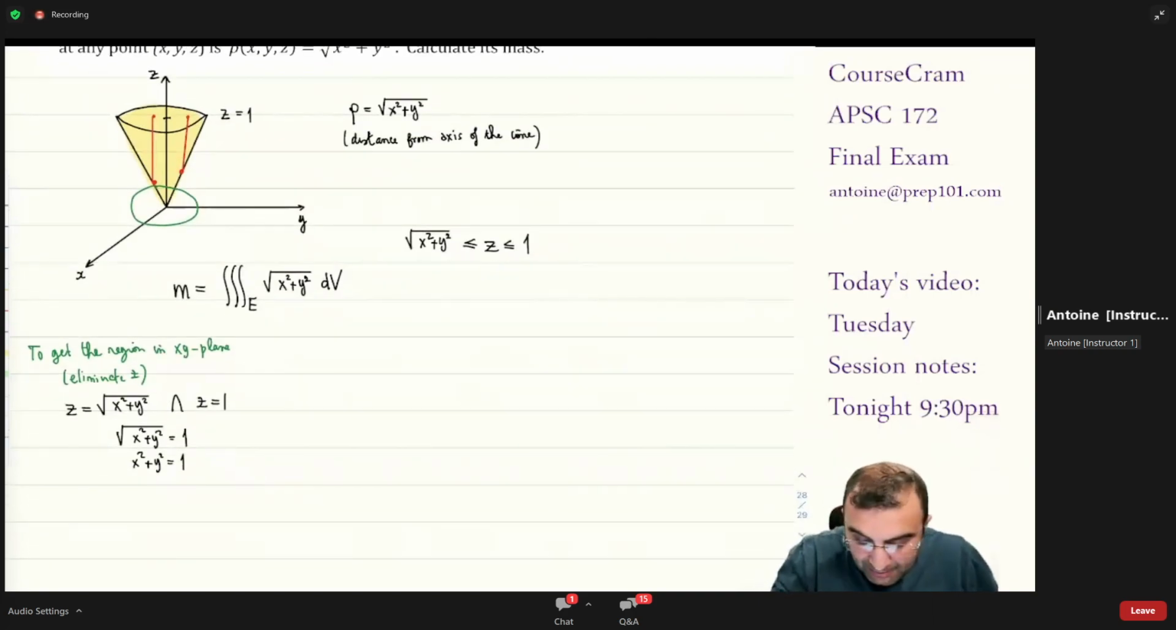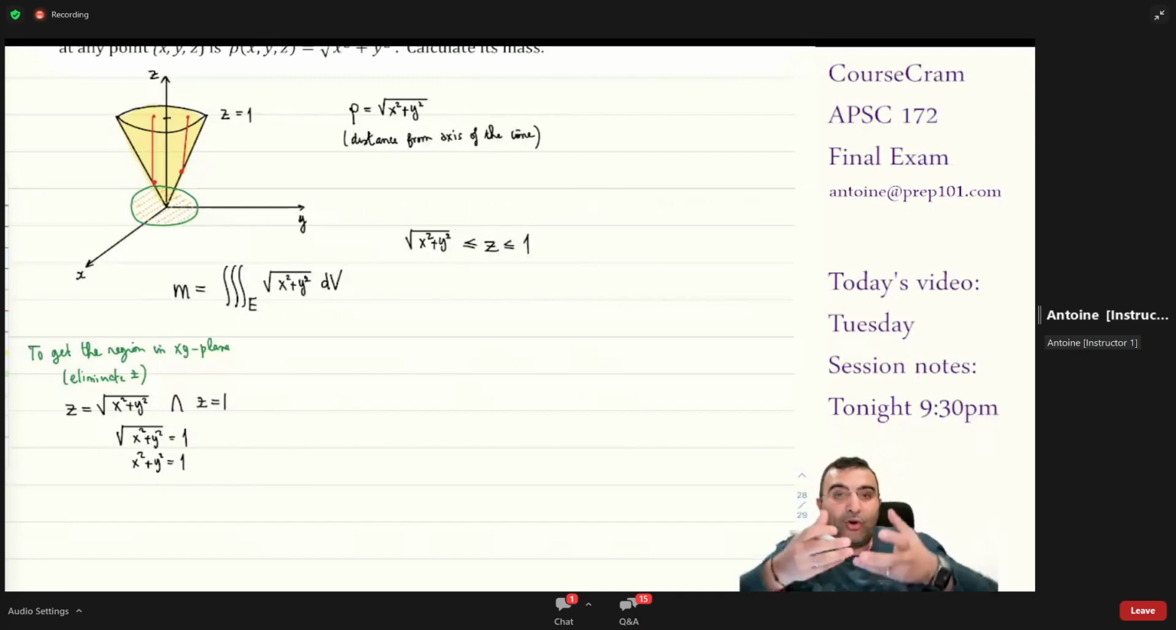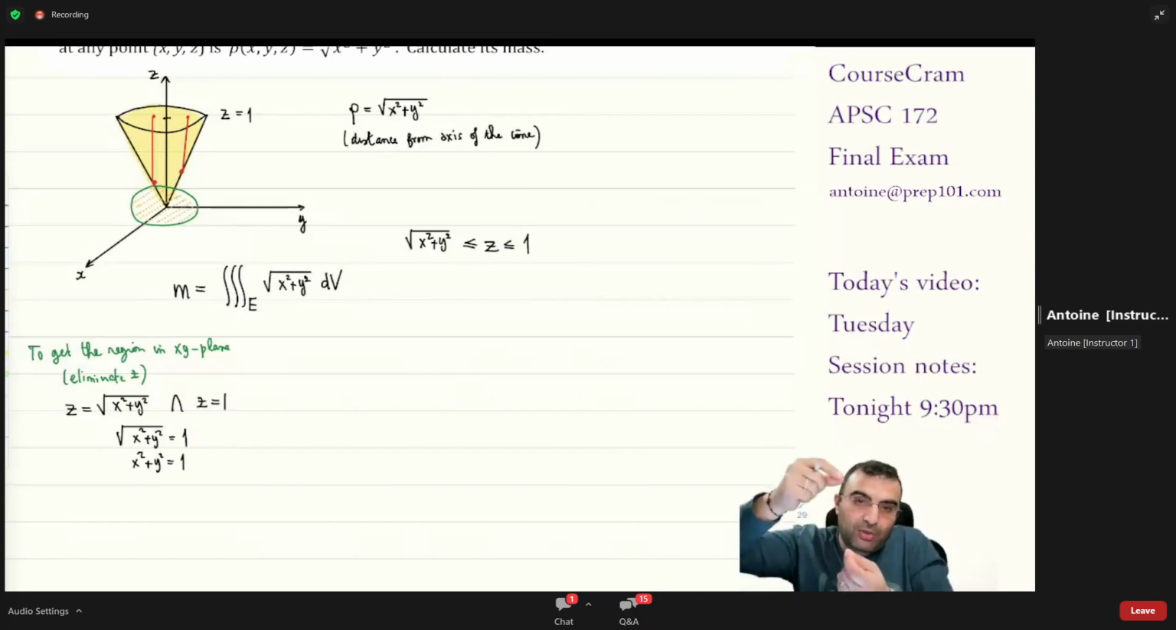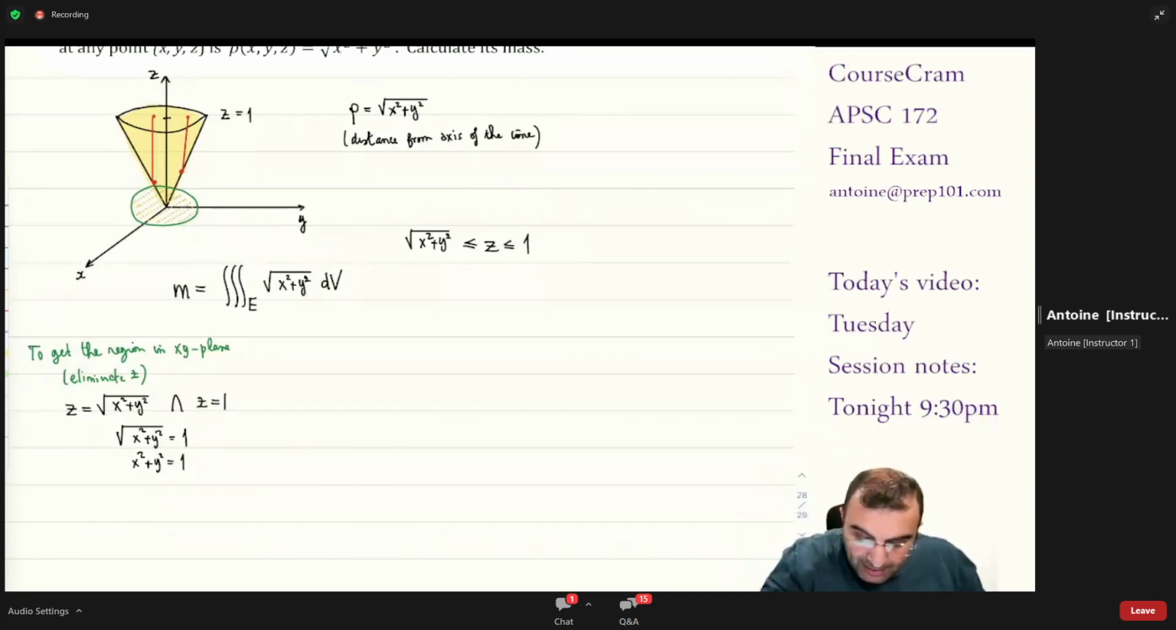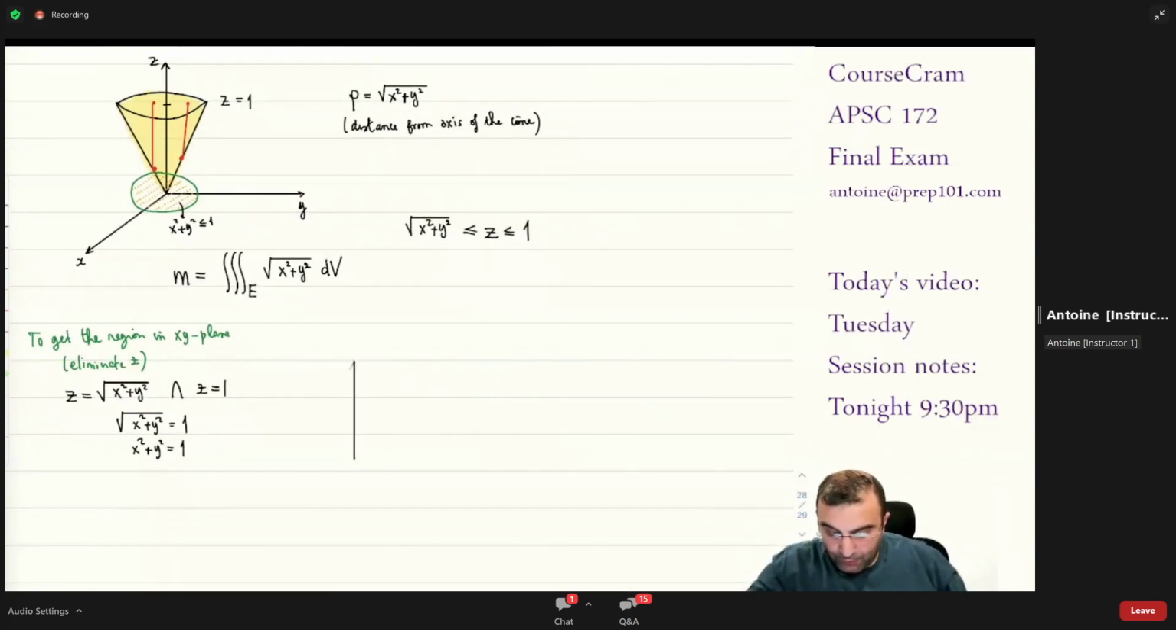So that means in the xy plane, the region in the xy plane over which this volume is happening, over which z is changing from the bottom surface to the top surface, is this. This is x squared plus y squared, technically less than or equal to 1 because it's a region. So if you just look at the xy plane, the region shadowing this is x squared plus y squared equals 1.